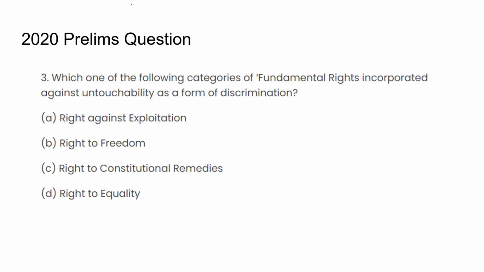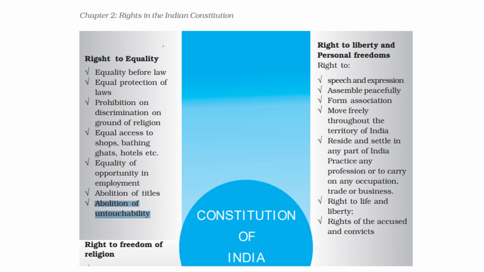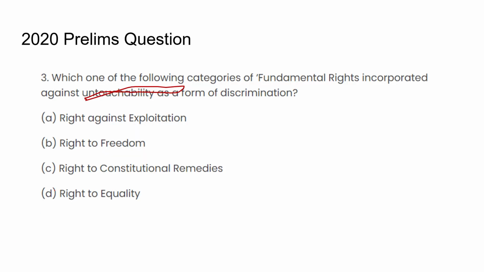So one question is, which one of the following categories of fundamental rights incorporated against untouchability as a form of discrimination? Right against exploitation, right to freedom, right to constitutional remedies, right to equality. Against untouchability, it is present here under equality, abolition of untouchability. So the answer is right to equality. Answer D is correct.